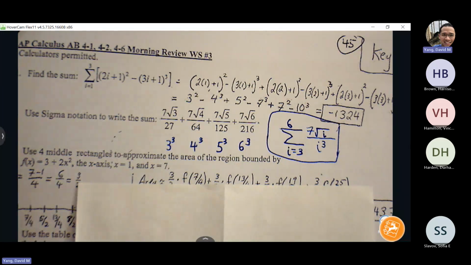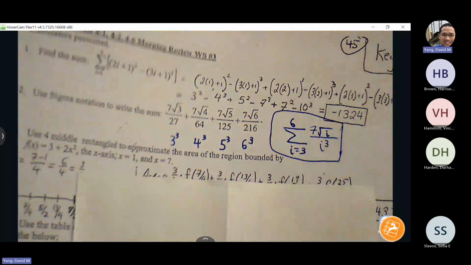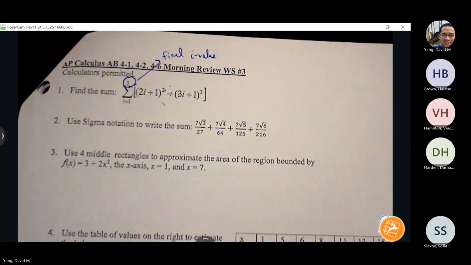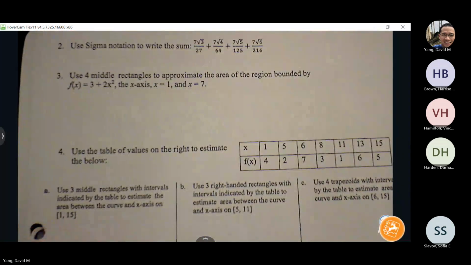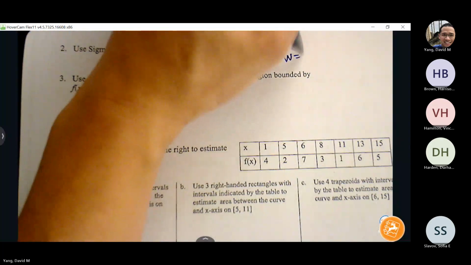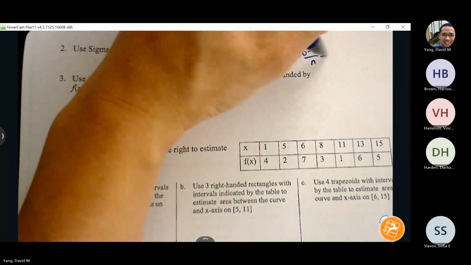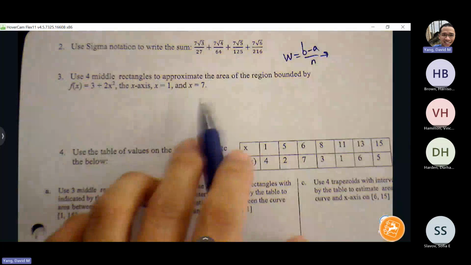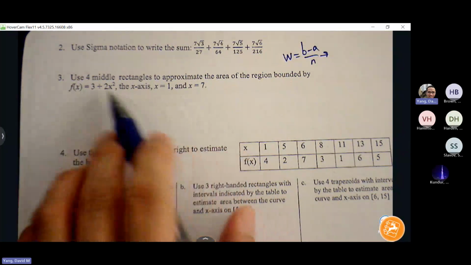Okay, let's look at number 3. Number 3 says use 4 middle rectangles to approximate the area of the region bounded by f of x between 1 and 7. So let's start off by building our width. My a value is 1, my b value is 7, my n value is 4.